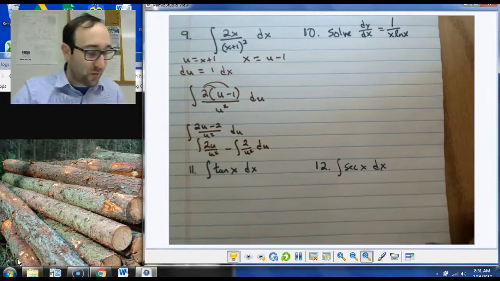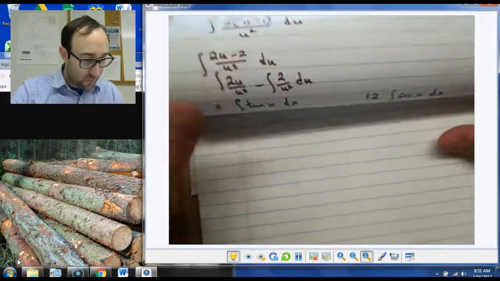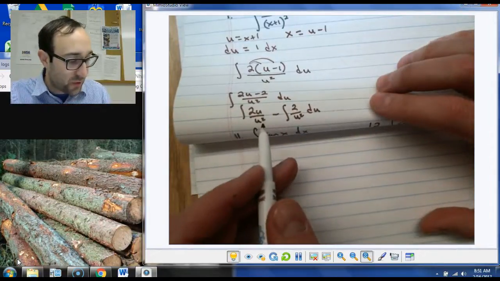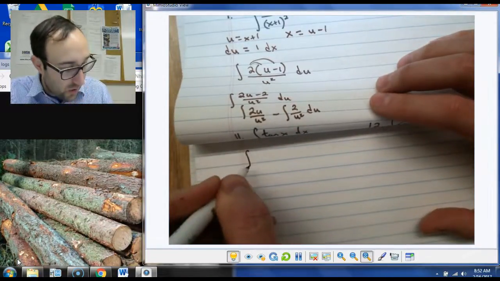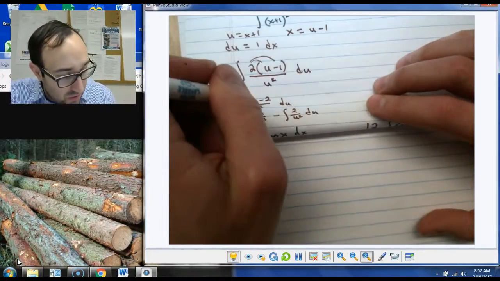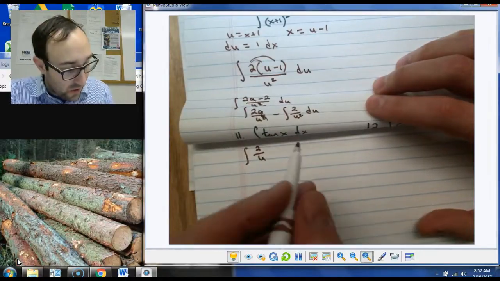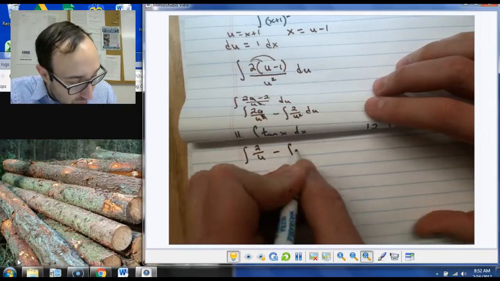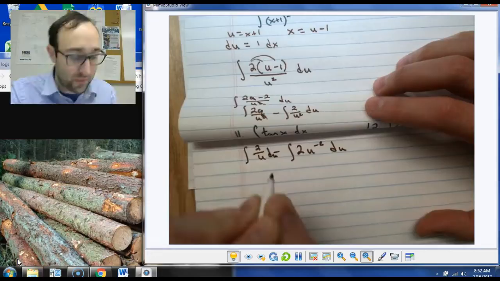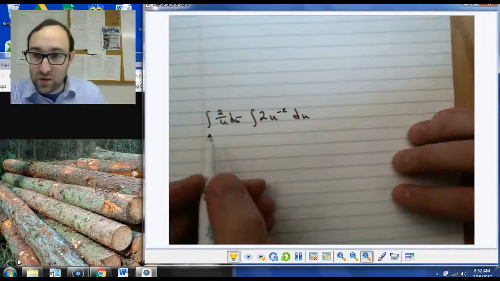I'm running out of room here, so let's do this on another page. If I do 2u over u squared, that's the same as the integral of 2 over u. The u cancels out with one of the squares. And now I've got minus the integral of 2u to the negative second du. So now I can just do these as 2 separate ones.